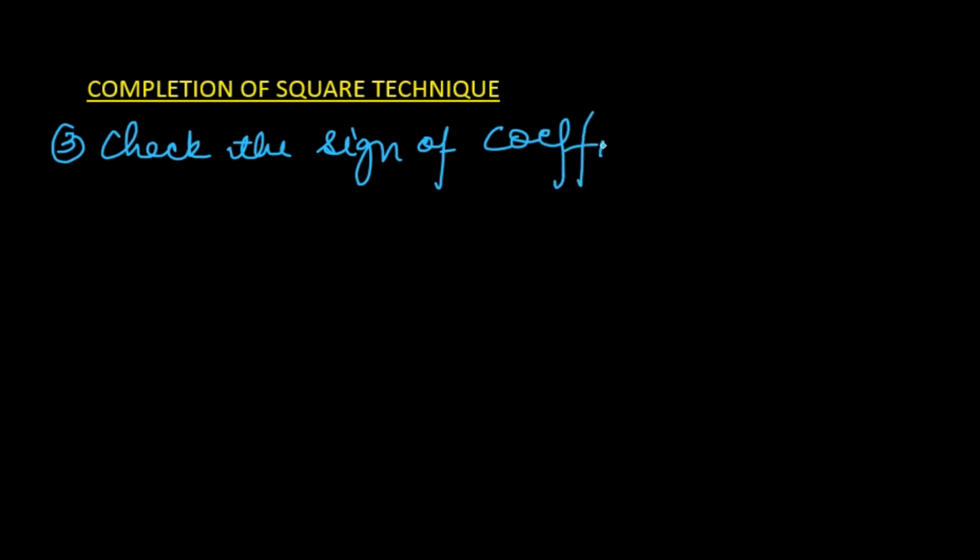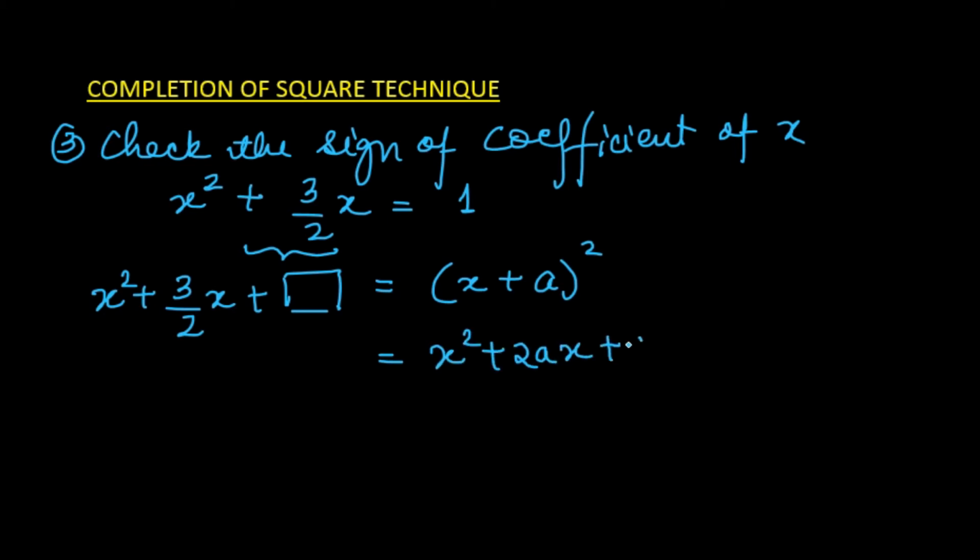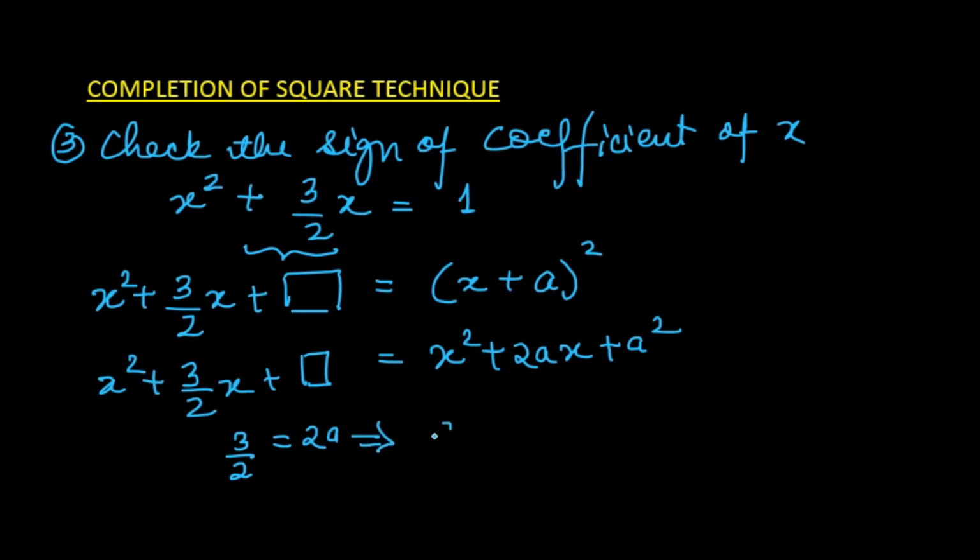What is the third step? Third step is to check the sign of the coefficient of x. So we have x square plus 3 by 2x is equal to 1. The coefficient is 3 by 2 and it's positive. So we will equate x square plus 3 by 2x plus something to complete the square, which should be equal to x plus a the whole square. We expand x plus a whole square: x square plus 2ax plus a square. So 3 by 2 is equal to 2a, which implies a is equal to 3 by 4.